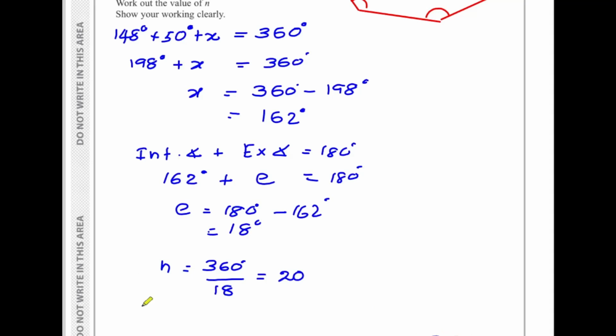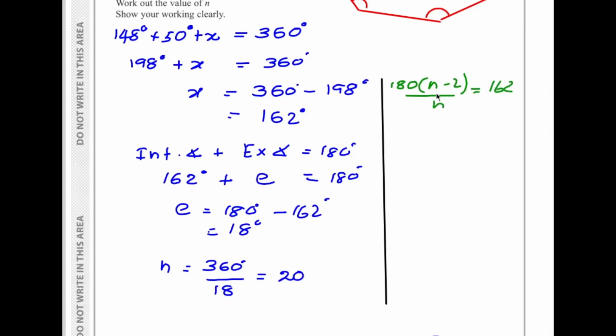There's another method. If someone is trying for this method, I'll explain that method as well. If you are using this one, now we got the interior angle. I know that the interior angle equals 180(n minus 2) over n, equals 162.